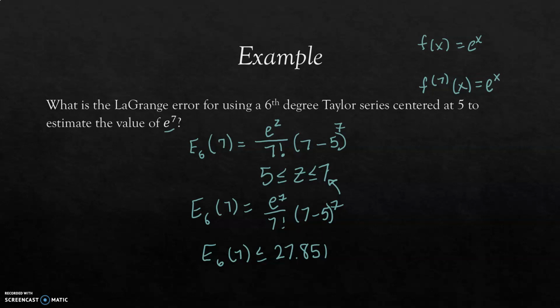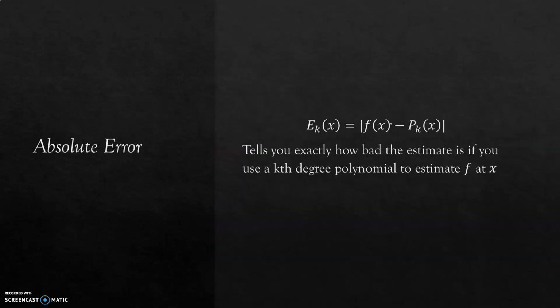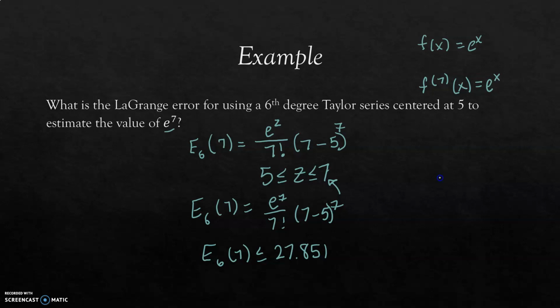Now let's figure out what the actual error is. Well, the actual error, we have to do all the work of figuring out what our 6th degree series is. So p sub 6. Our constant term would be e to the 5th. Our linear term would be e to the 5th divided by 1 factorial, times x minus 5 to the 1 power. And then we'd be at e to the 5th divided by 2 factorial times x minus 5 squared.